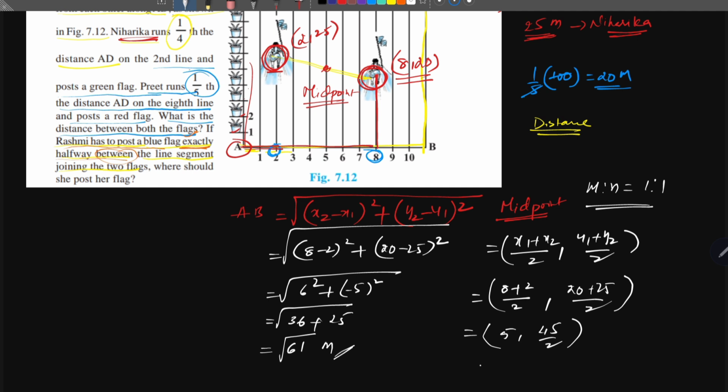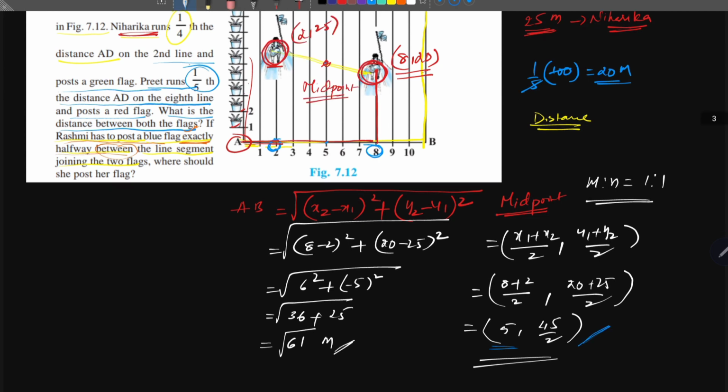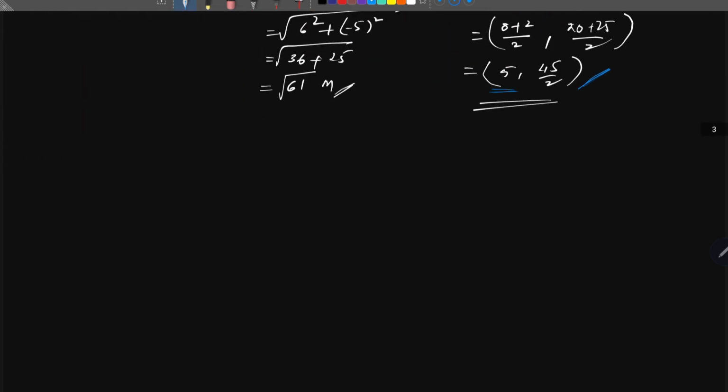So Reshmi should locate the blue flag at a location of 5 units along the x-axis. So this is along the x-axis, you need to place from this direction towards this location. So the answer is 5 comma 45 by 2 is the location. Next question.